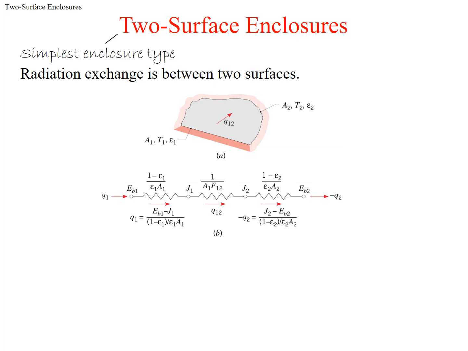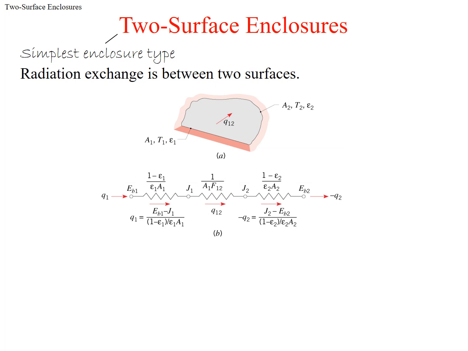A very simple case of radiation analysis would be radiation between two-surface enclosures. We have seen so far a more general case, which is three-surface enclosures, and we saw how the exchange between all the different surfaces has different paths. And your circuit looks much more complicated than what you see here for a two-surface enclosure.